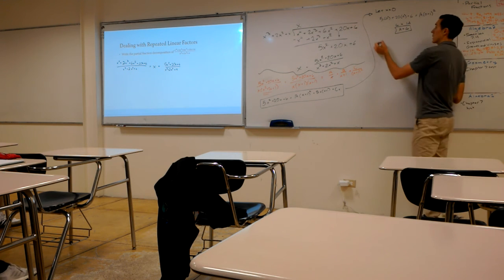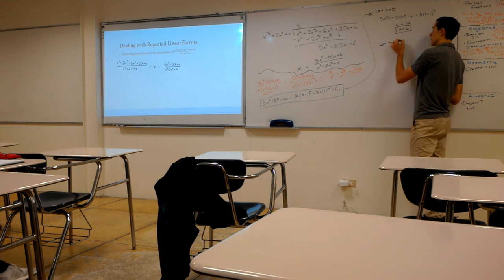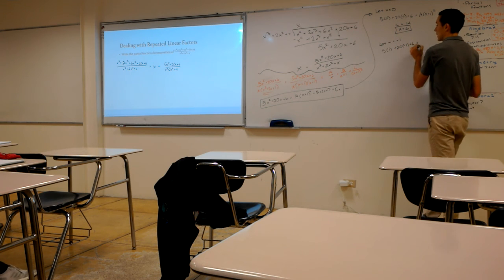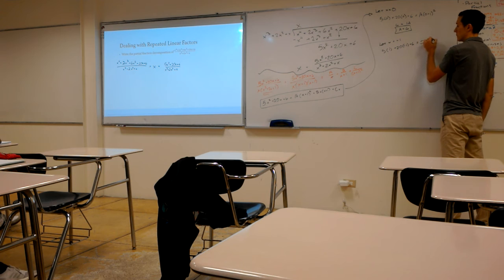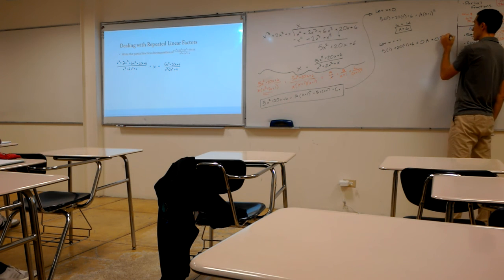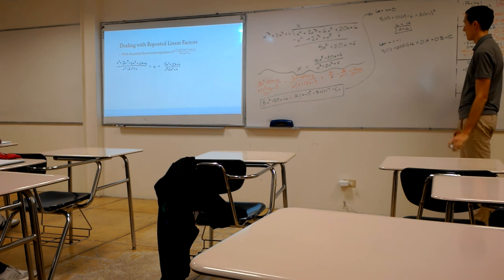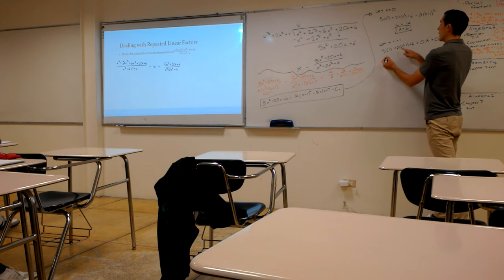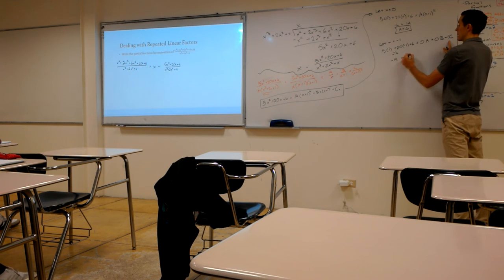The next time, I'm going to let x equal negative 1. Giving me 5 times negative 1 squared is 1, plus 20 times negative 1, plus 6 equals 0A plus 0B minus 1C, because the negative 1 eliminates those two. Giving me 5 minus 20, negative 15, plus 6 is negative 9, equals negative 1C, meaning C equals 9.